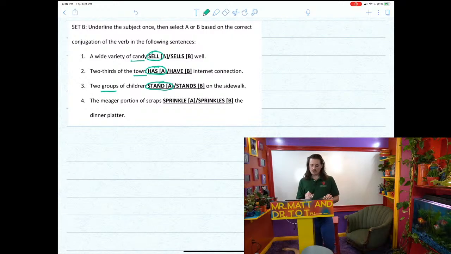Number 4, the meager portion of scraps sprinkle or sprinkles the dinner platter. So here, the meager portion obviously indicates a portion or a percentage. So we're guided by the noun after of. That's scraps. Scraps is plural. Plural nouns usually end in S, so plural verbs usually will not end in S. So we want the plural verb sprinkle. The meager portion of scraps sprinkle the dinner platter.